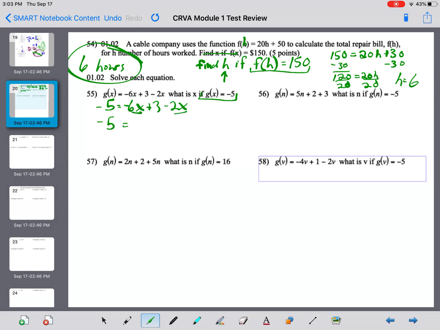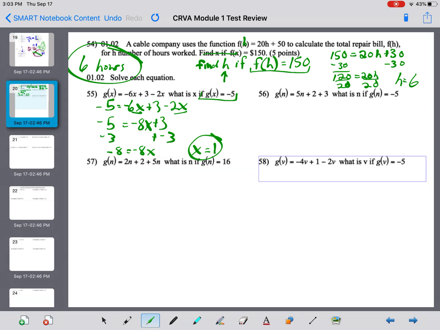These you have to simplify a little bit. These x's are on the same side of the equation, so you combine like terms. That gives you negative 8x plus 3. Then you subtract 3. So you get -8 equals -8x. So x equals +1.